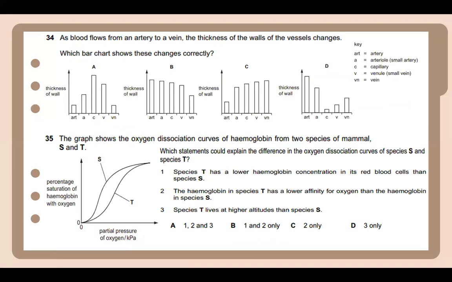As blood flows from an artery to a vein, the thickness of the wall of the vessel changes. Which bar chart shows these changes correctly? The answer is D.